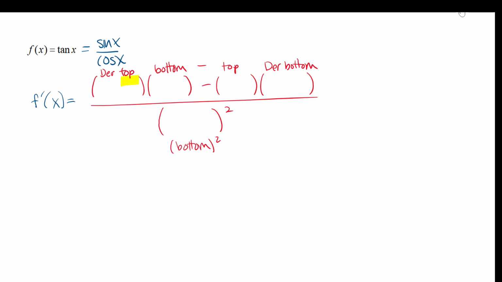So when I go to take the derivative of the top, which I'll fill in this first spot here, I need to remember that the derivative of the sine function is cosine. We did that just earlier in this video. We showed that using that limit definition. All right, so the derivative of the top and then times the bottom, that's just the bottom function from my original f of x quotient, minus the top, that's just the top function, times the derivative of the bottom.